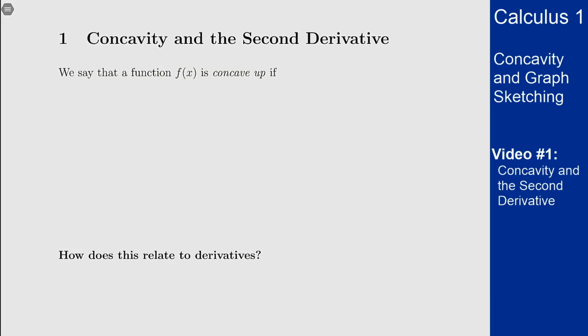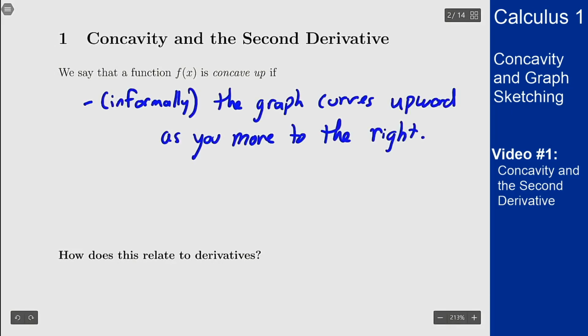In this video, we'll talk about concavity, what it looks like in terms of the graph of a function, and how we can find it using calculus. So, what do we mean by concavity? Well, we say a function is concave up if, in an informal sense, the graph curves upward as you move to the right. In a more formal sense, we say this is the case if the graph is always above its tangent lines at nearby points.